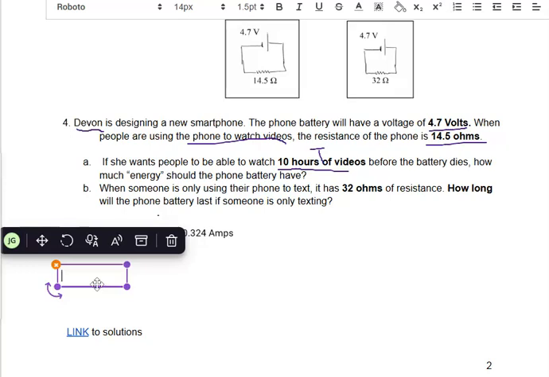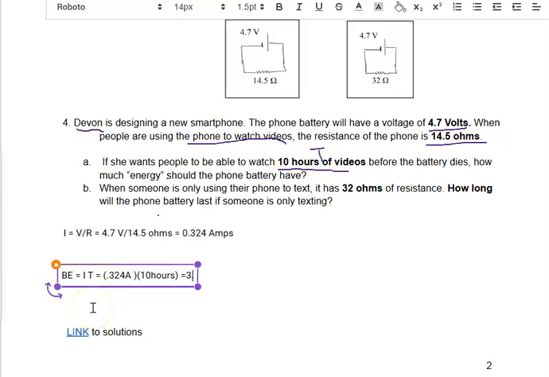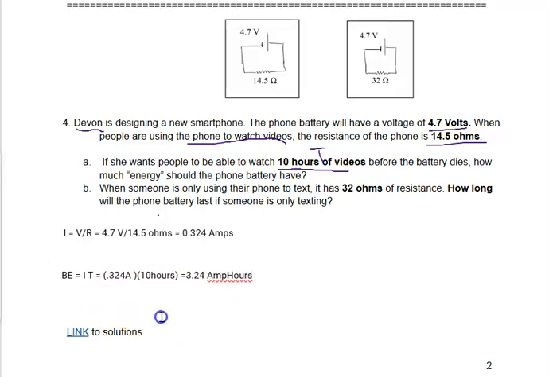And then we want to know how much battery energy we need. So that's the current times the time. And we now have the current is 0.324. And the time that we want is 10 hours. So that's easy math, 3.24 amp hours of energy. Yay. Okay, so that's the work she did. Now she's ready to design and build that battery. Okay, that is A.